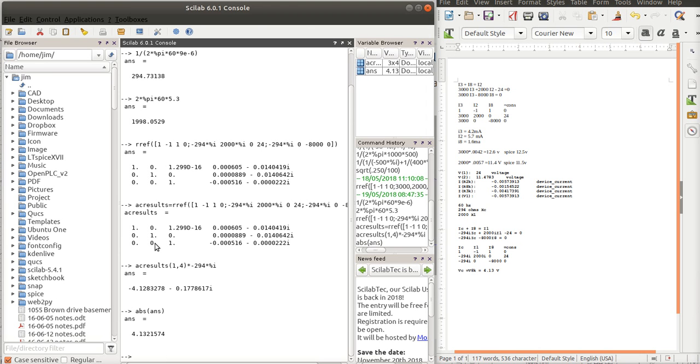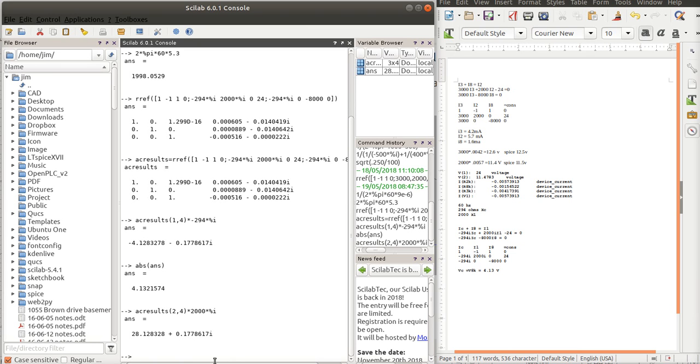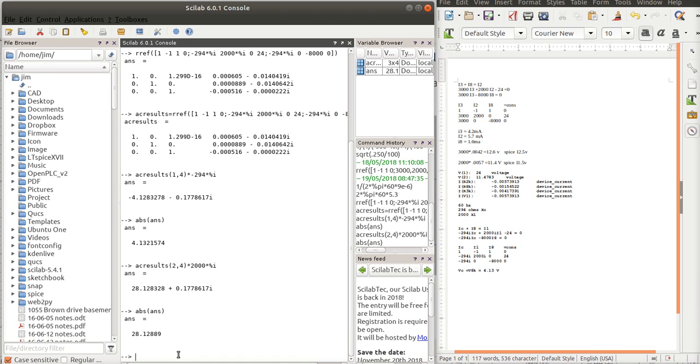So my inductor voltage is AC results 24 times my inductance. And I'm a little lazy, so I'm going to up arrow twice and then go in and modify this. Make the 1 a 2, and this 294 is now just 2,000 times i, and then if I hit the enter key, I get my voltage. It's got an imaginary part, and if I absolute value the answer again, I get 28.12.